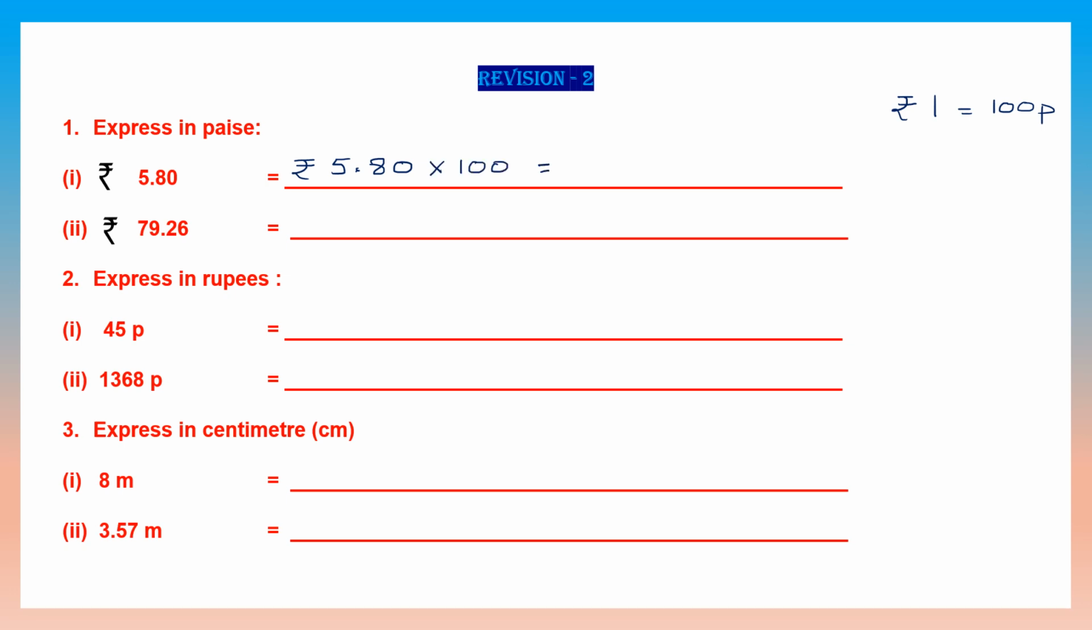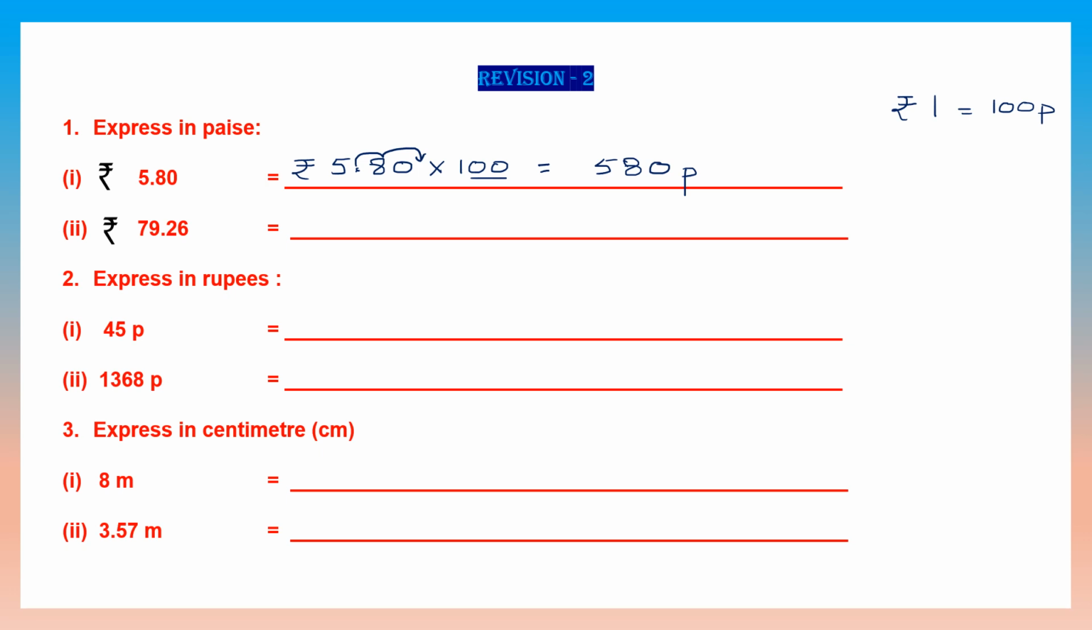And we know decimal numbers, when you multiply by 100, the point moves 2 places to the right because there are 2 zeros. So here I get 580. I remove the rupee symbol because I have converted this to paise and I put a small letter p. So whenever you have to convert rupees into paise, you have to multiply by 100.